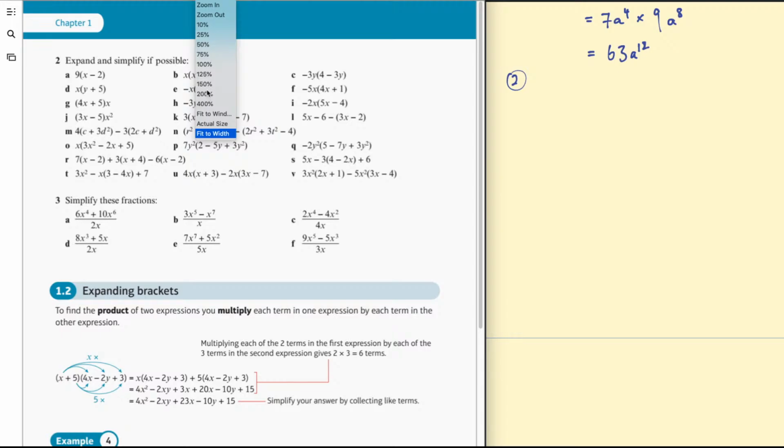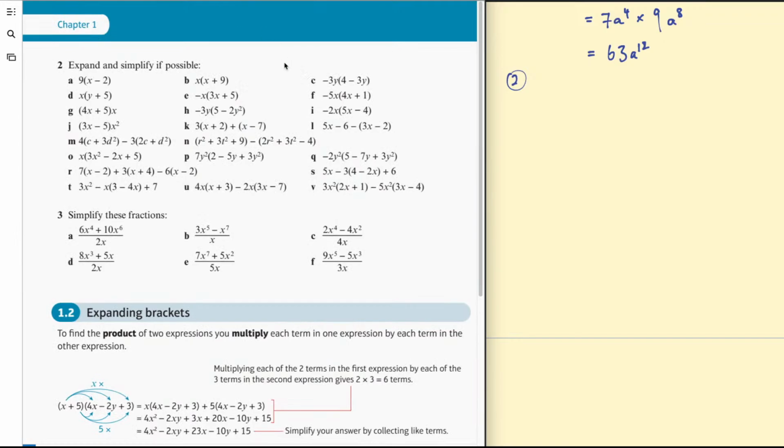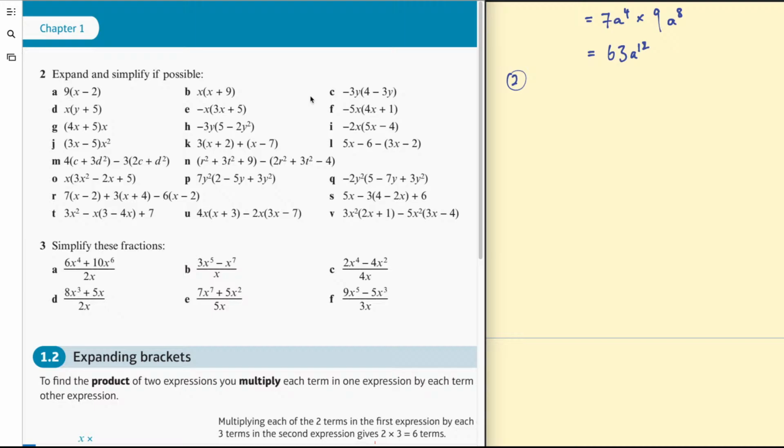Let's see. Nope. Let's see if 200 is better. There we go. So you can maybe see it a bit better.